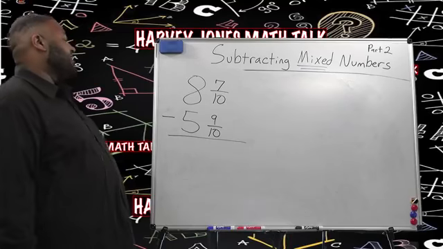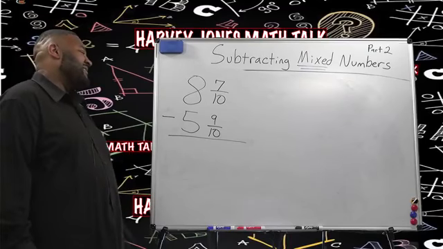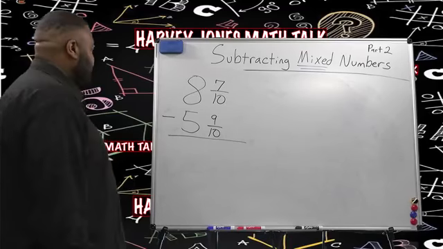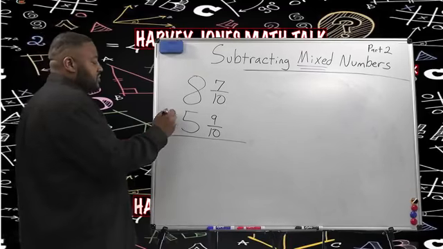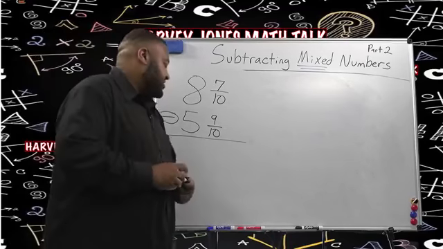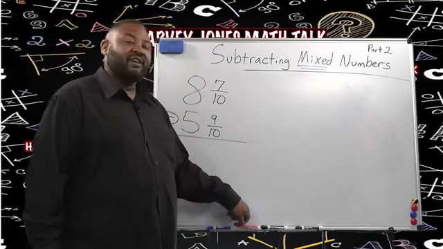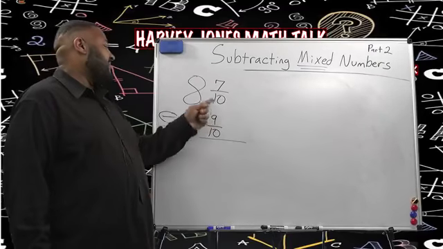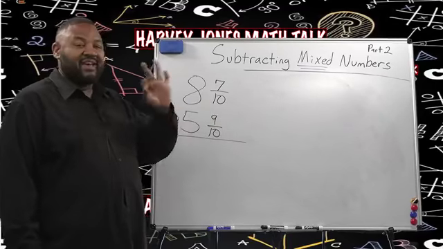Eight and 7/10 minus 5 and 9/10. Put that in your notes. Circle your operation. And we are subtracting. Next question: are your denominators the same? If they're the same, yes.